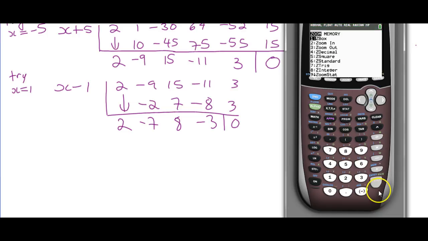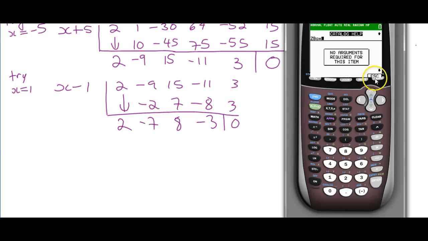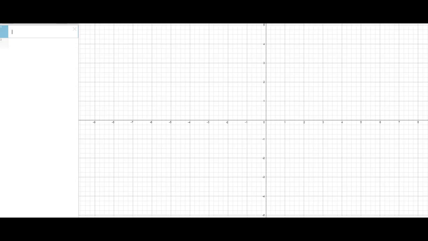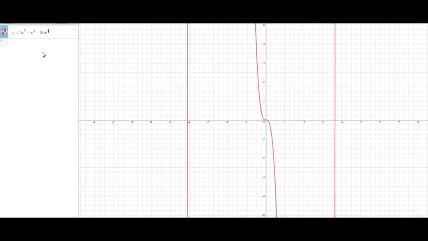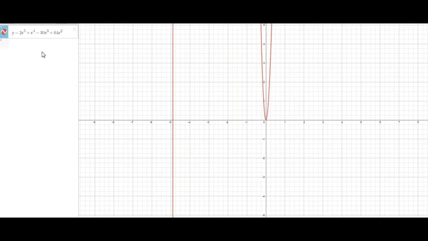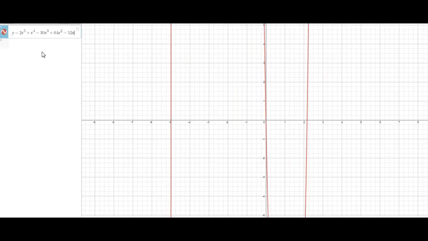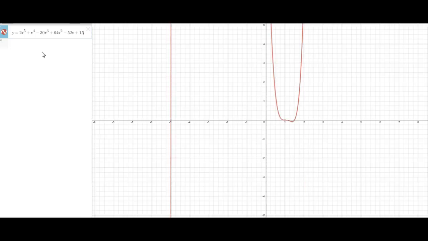Okay. I'm going to have to hit down about here. Yeah, this is not going to go very nicely, easily. So let's default to Desmos and just type this in. Keep in mind, obviously you have to use your calculator, and I was honestly trying to. So 30x cubed, 64x squared, minus 52x, plus 15.